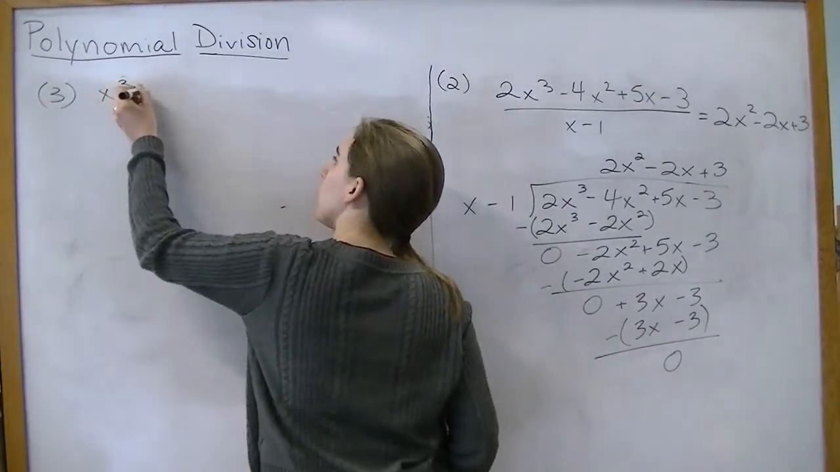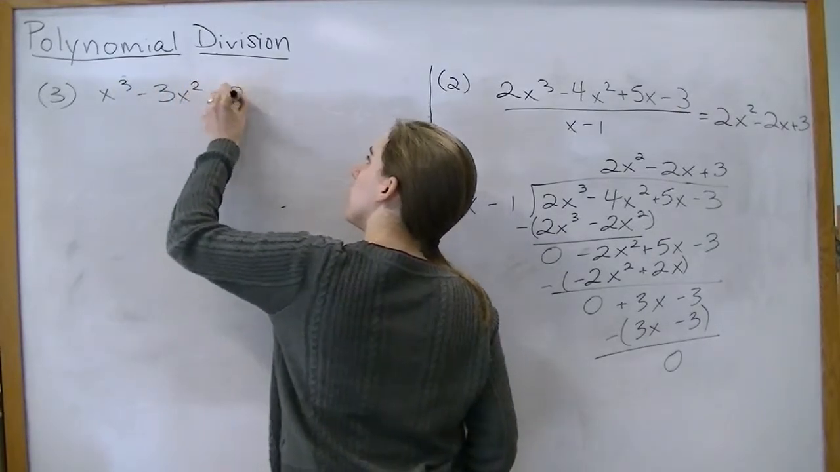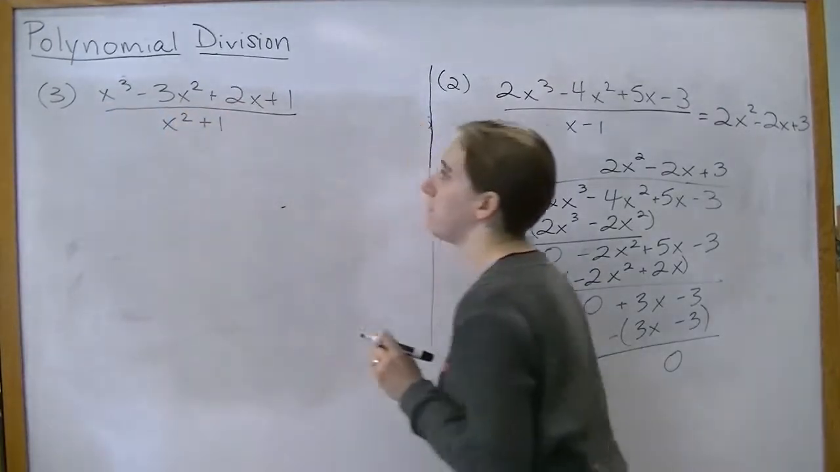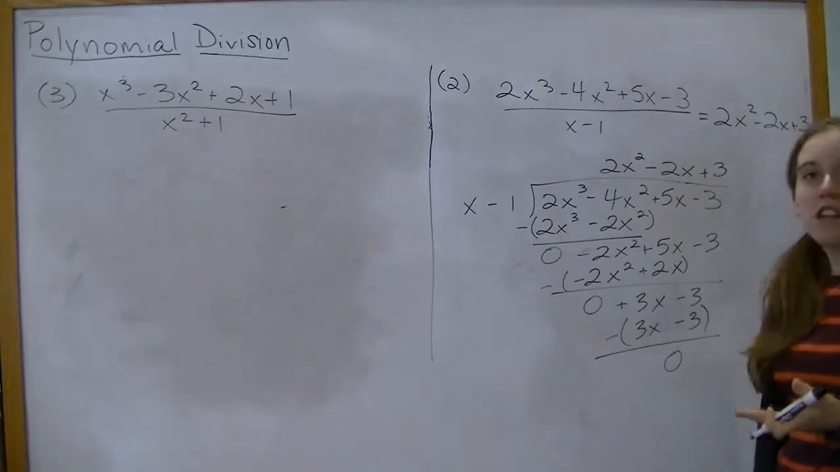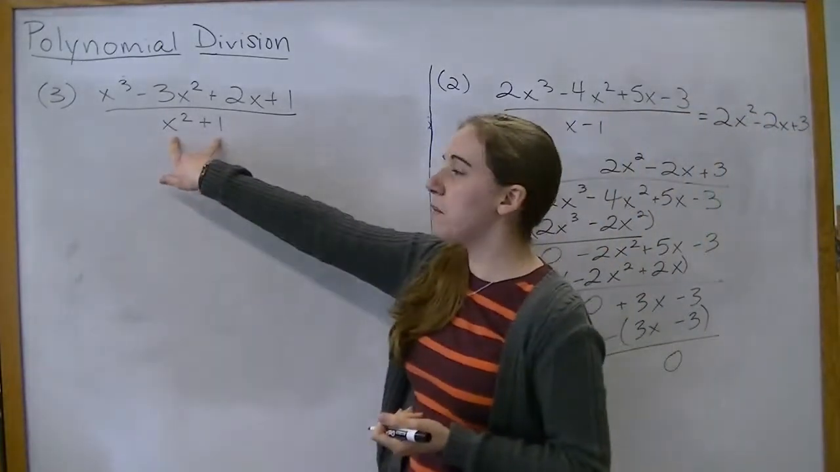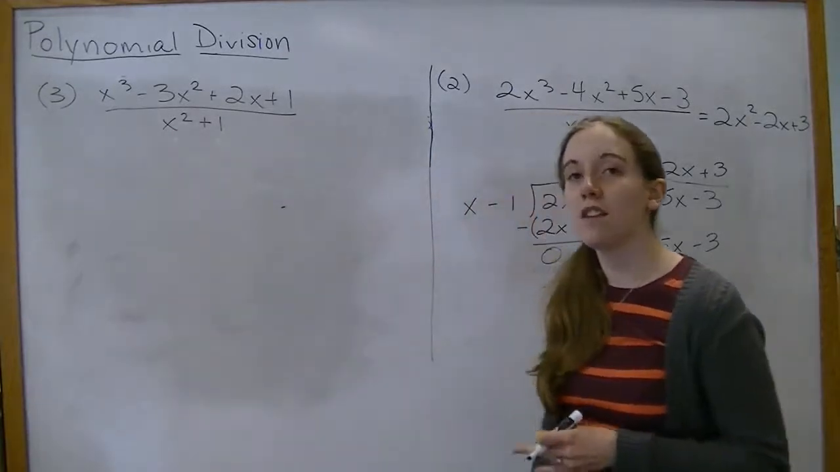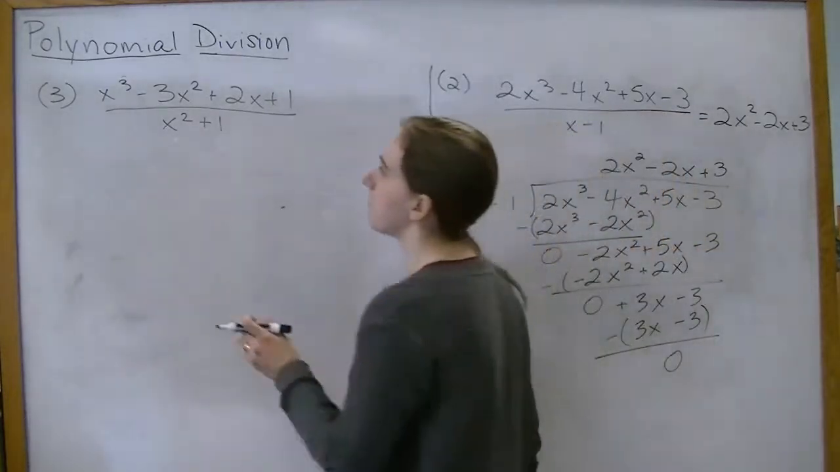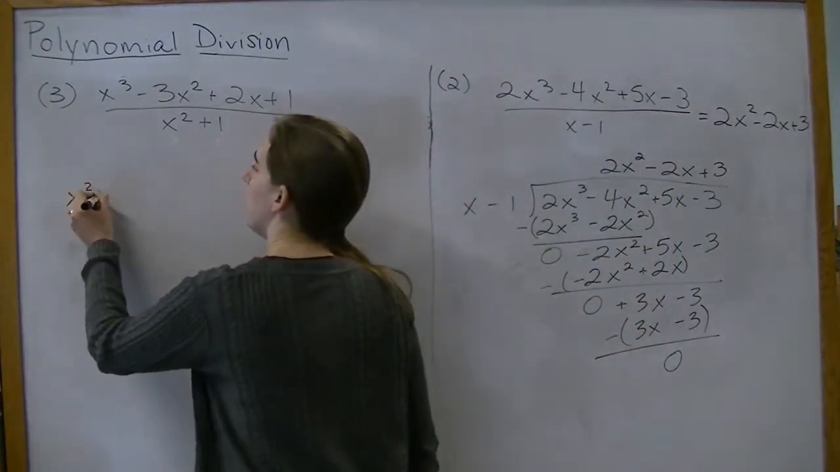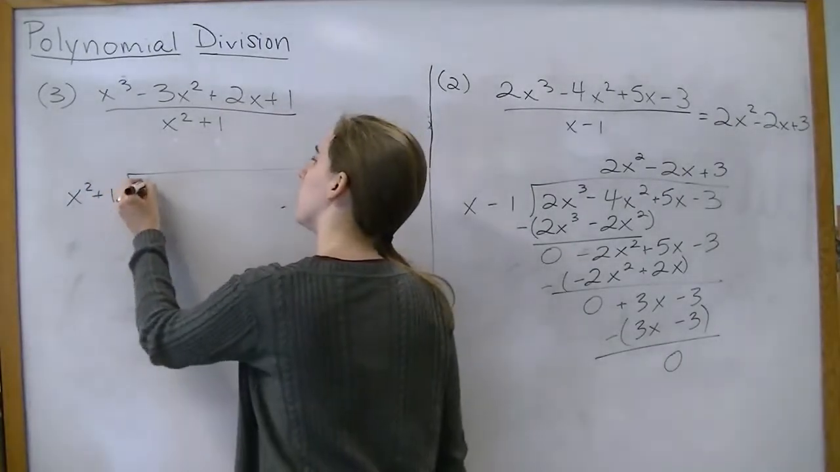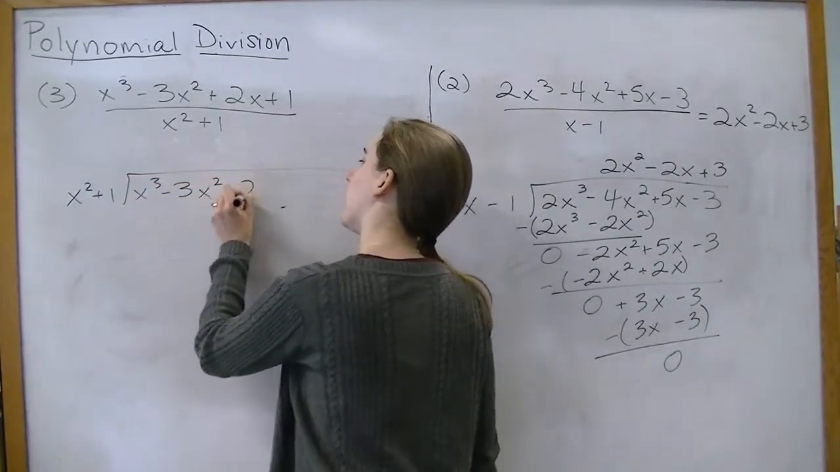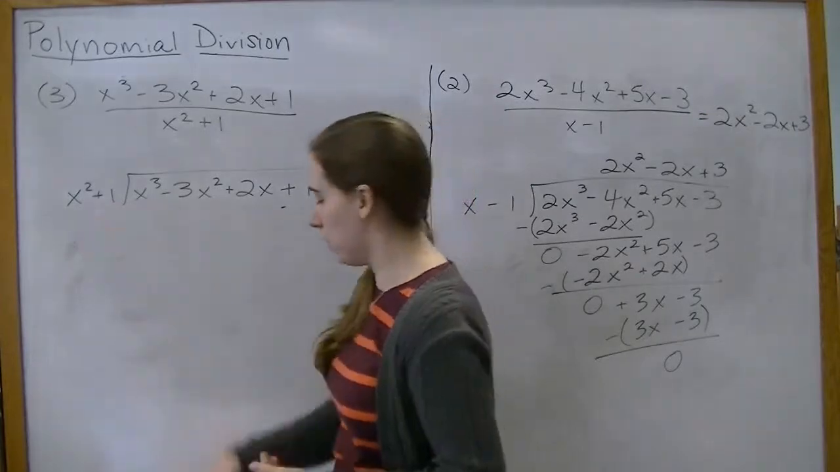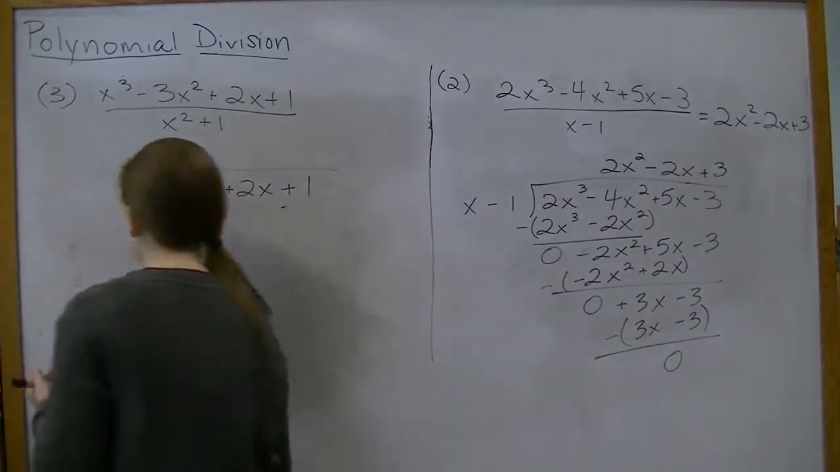Let's take x cubed minus 3x squared plus 2x plus 1. And I want to divide it by x squared plus 1. So what I've changed here is that we're no longer dividing by a first degree polynomial, we're dividing by a second degree polynomial. It really doesn't change anything, it's just going to make the process a tiny bit longer. So let's set up our division. Again, I don't need any zeros, I have all my terms, except notice that I forgot to leave a 0 over here. So let's do that.